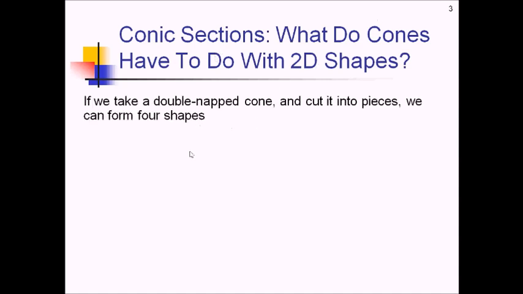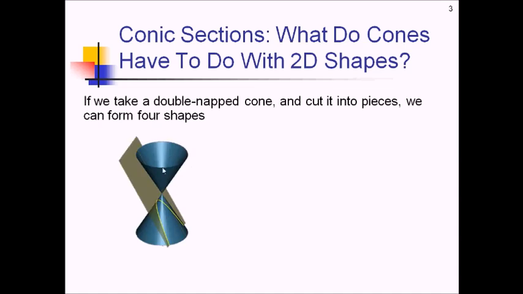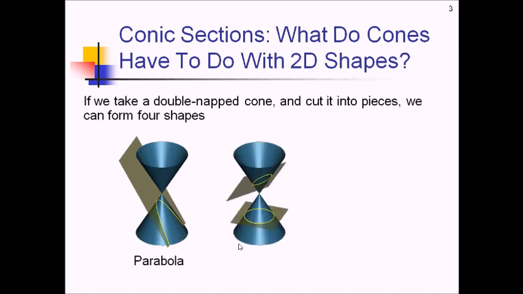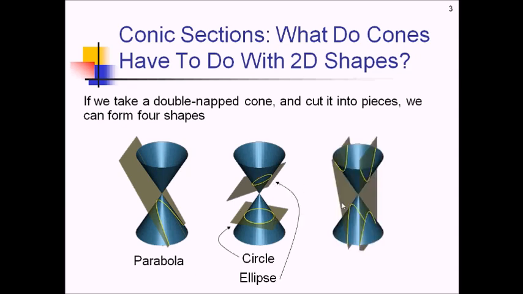So if you take a double-napped cone, that's this crazy-looking thing, and cut it into pieces, we can actually form four different shapes. One of them, formed right here, is a parabola. If we cut the cone in these different ways, we've got a circle and an ellipse. And then finally, if you slice the cone this way, and you get kind of these parabola-looking things at the same time, these are actually called hyperbolas.